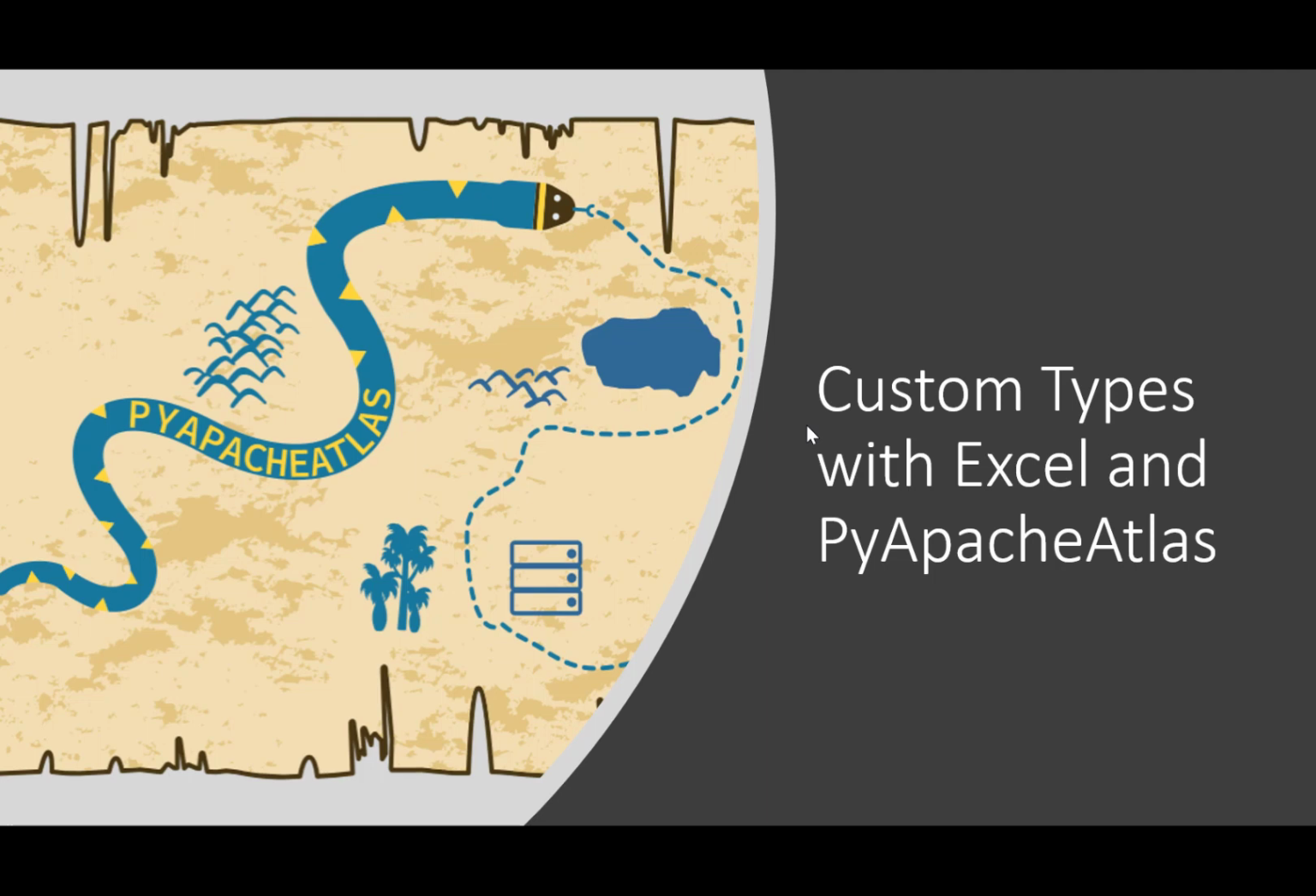If you've started your journey with Azure Purview or Apache Atlas, you'll notice that oftentimes you'll have to create something custom in order to fit a data source or a tool that you want to keep track of in your metadata repository. As a result, you have to dive into custom types. In this video, we're going to show you how to do custom types with Excel and PyApacheAtlas, so you don't have to write a lot of code in order to actually get custom types created and be able to use them as soon as possible.